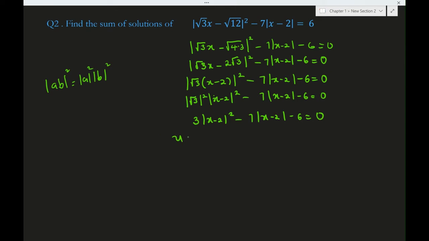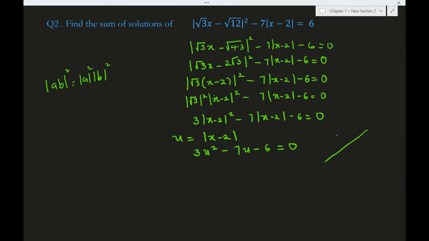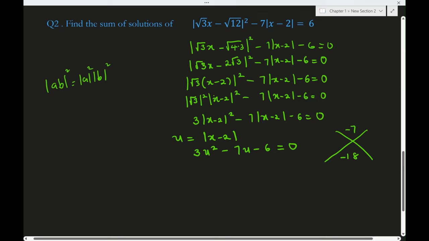So here, at this point, we can make a substitution of u to be the absolute value of x minus 2. And this will become a quadratic equation, 3u squared minus 7u minus 6 equals to 0. Then we try to factorize. To factorize, it means 3 times minus 6, so we have minus 18 and we have minus 7.